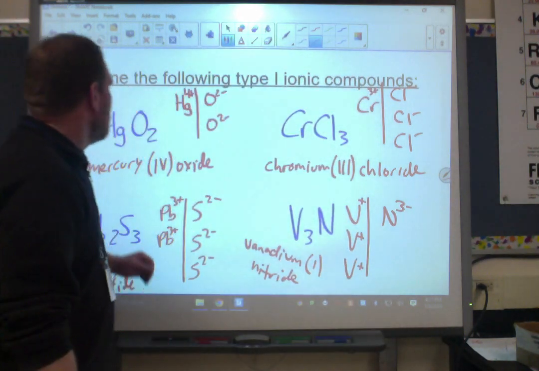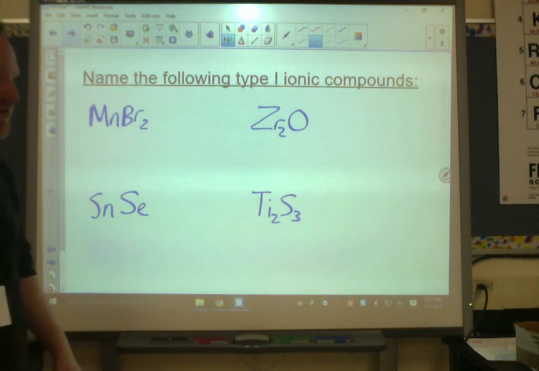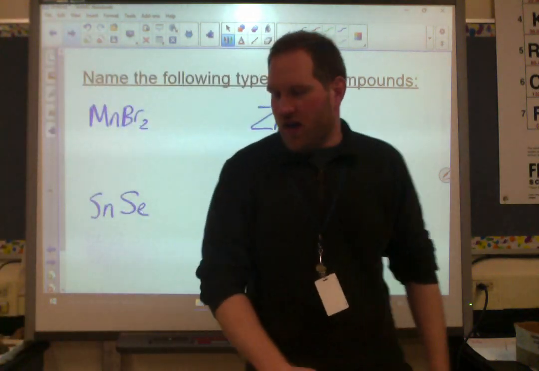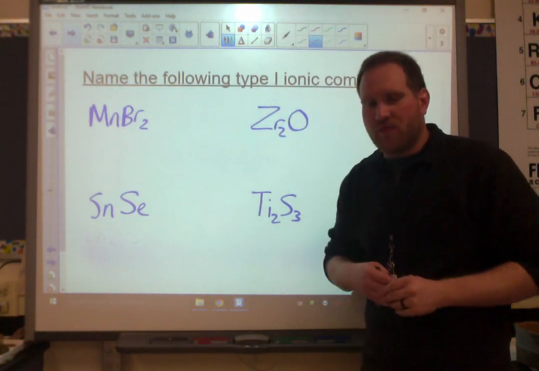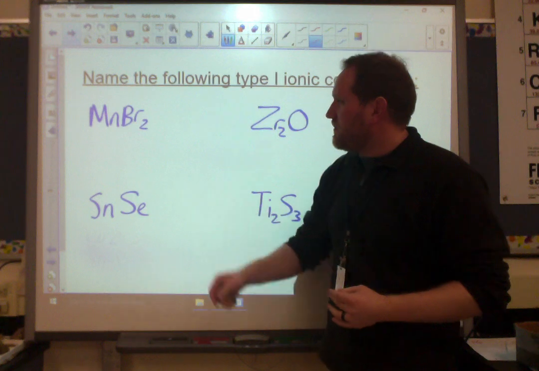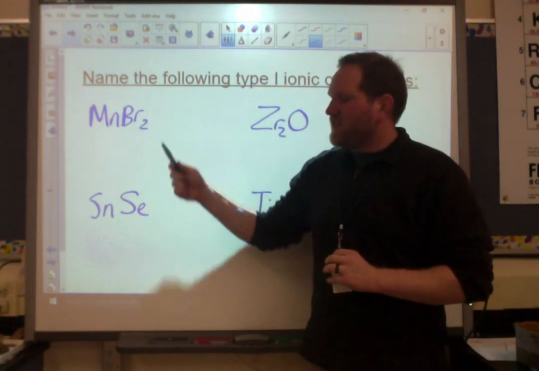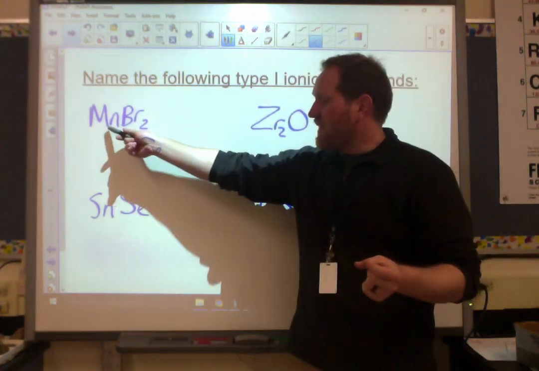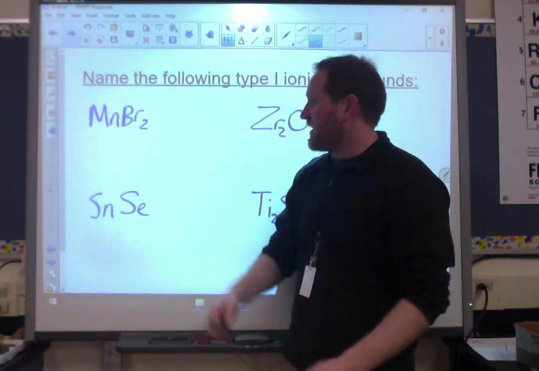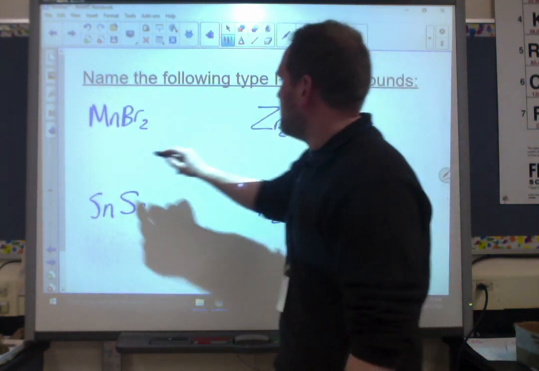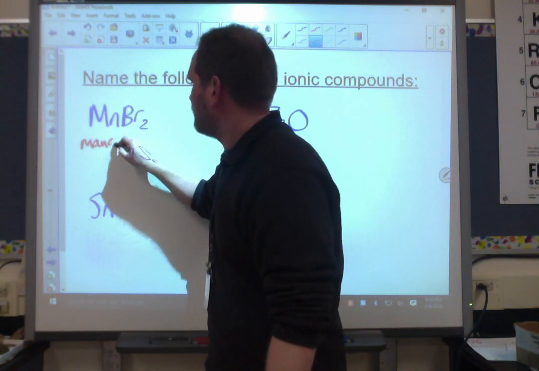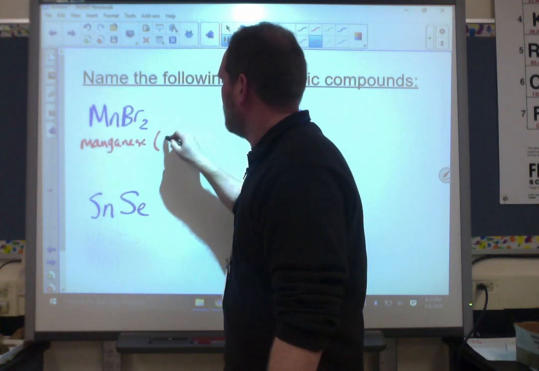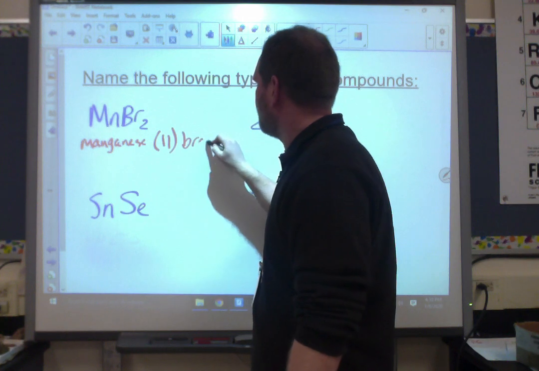Okay. Here's a few more examples. I'm going to run through these a little faster. I'm maybe not going to use my breakdown method for all of them. So MnBr2. I don't know manganese, but I know bromine. I know that bromine is -1, so this manganese must be +2 in order for it to cancel out the 2 bromines, giving me manganese 2 bromide.